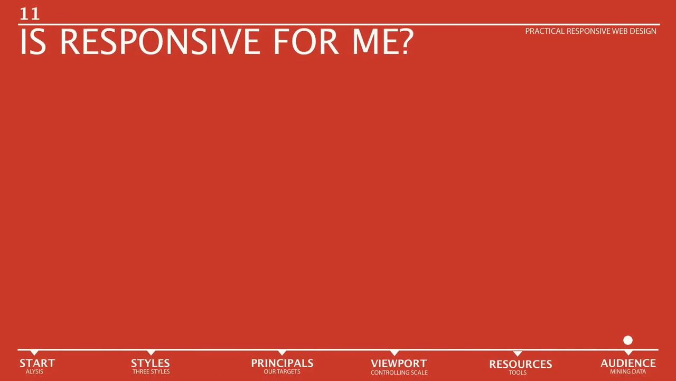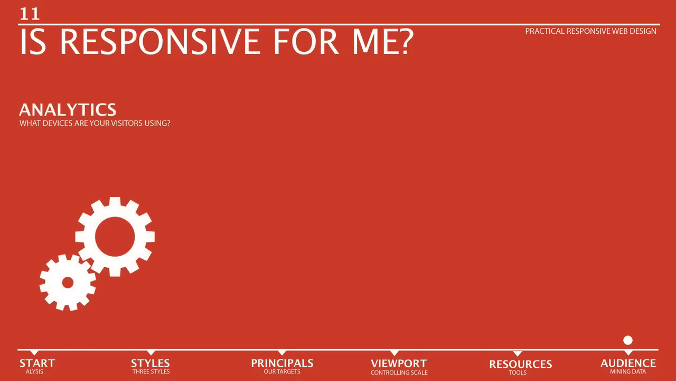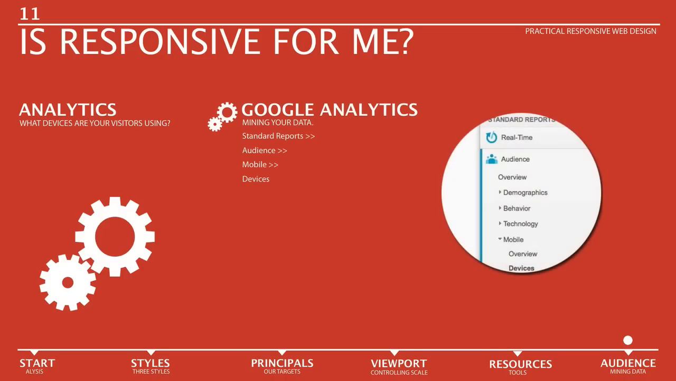And then there's the question of, do you need to take all this time to make your site responsive? One way to check this, to see how many mobile users are coming to your site, is through your analytics, Google Analytics. You can do that by going to Audience on the left side, then Mobile, then Devices, and it will show you what kind of hits you're getting.